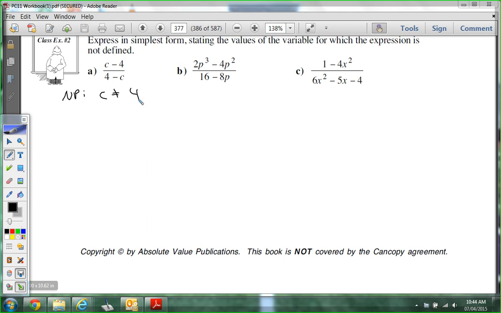So what I can do is, either to the top or the bottom, I can pull a negative out, which will just flip the signs, correct? Which will make them the same. So I'm going to do it from the bottom, I believe. I'm going to take out a negative 1, which makes that a negative 4 plus c, which I can rewrite that as c minus 4. So my point is when they're completely opposite, you can pull out a negative and make them match. They got to match now. Now I can cancel. So what's my answer? 1 over negative 1, which is just negative 1. Okay? So that's the idea.